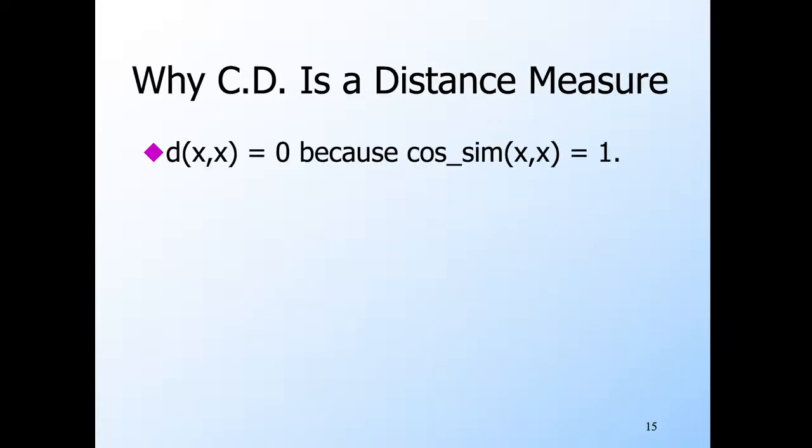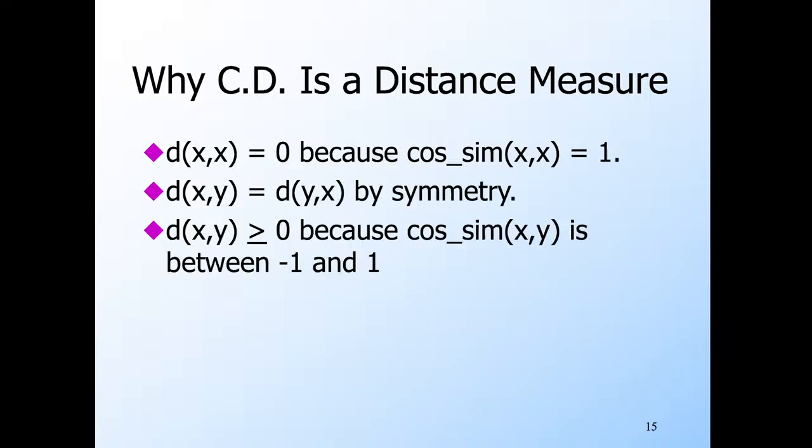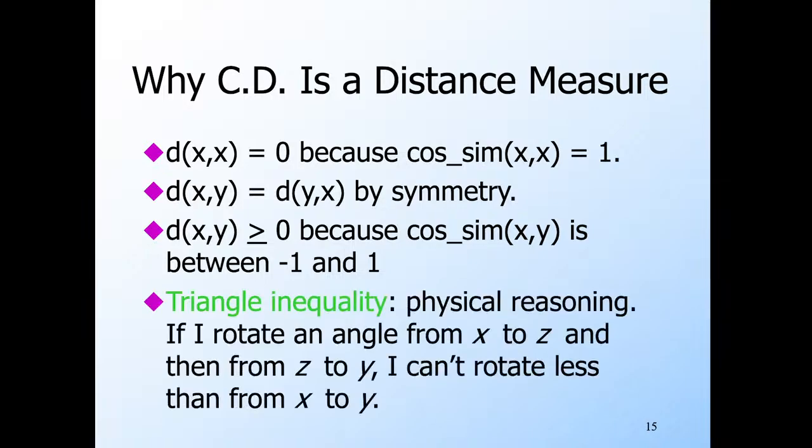Okay, and cosine distance again follows some of these properties, and I will skip it here. So essentially, distance between x and x is 0. Distance from x to y is the same as y to x. All these things, it follows all of them.